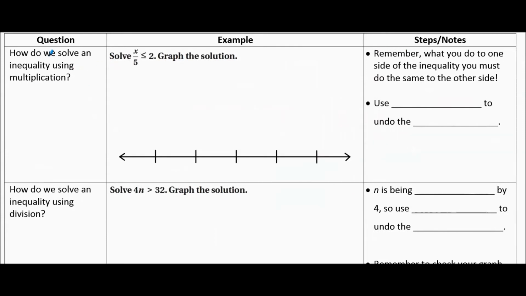I already get it. How do we solve an inequality? Inequality means not equal. It means that the two sides aren't equal. Using multiplication. Solve. That means find all of the values of the variable that make this true. And then we're going to graph those solutions. Let's do it. Okay, I'm going to rewrite this. Unlike you guys who are really lazy, I'm going to write right in the middle of this space right here. X divided by 5 is less than or equal to 2.